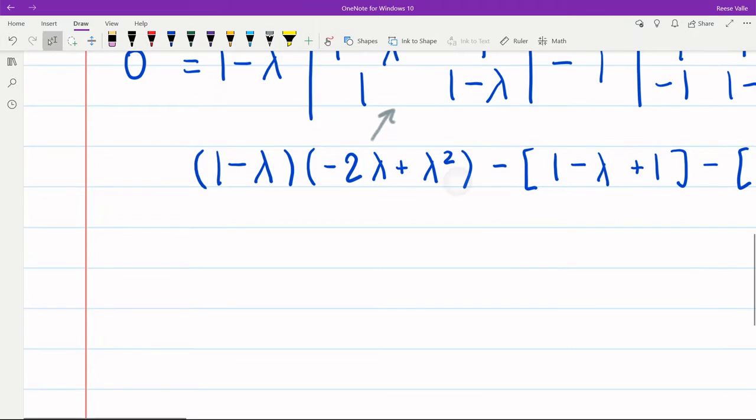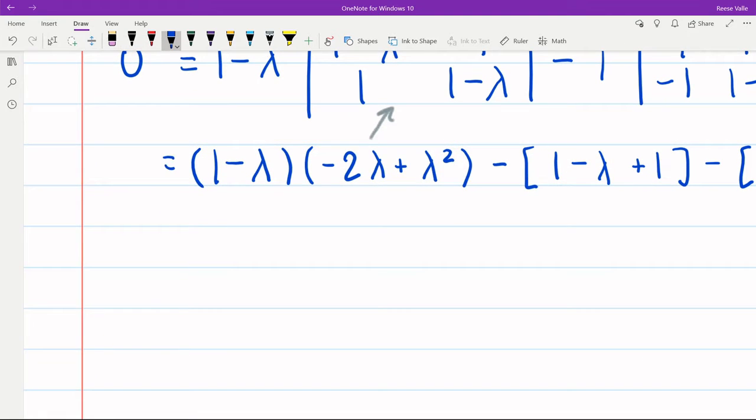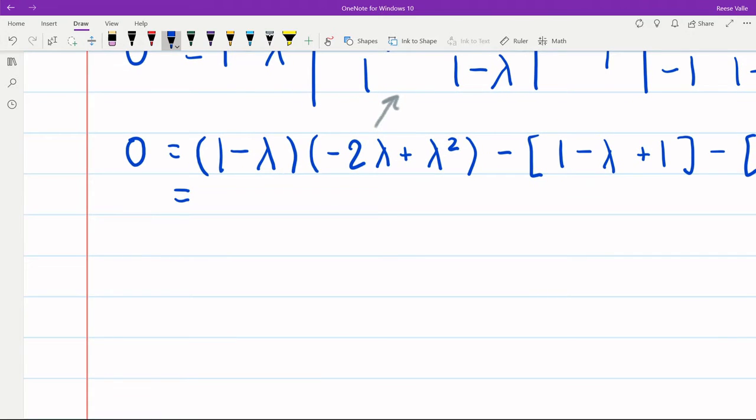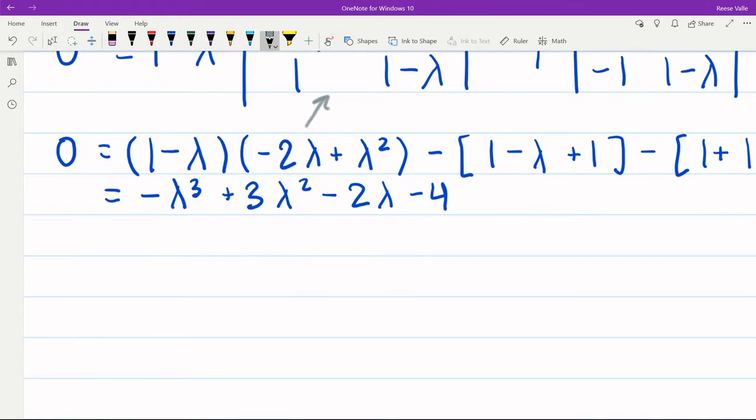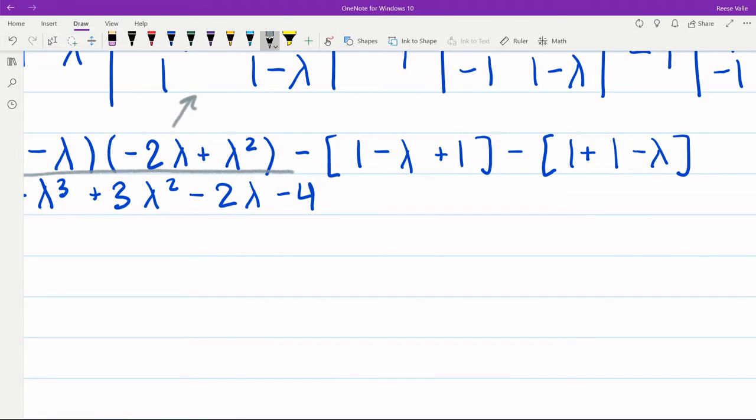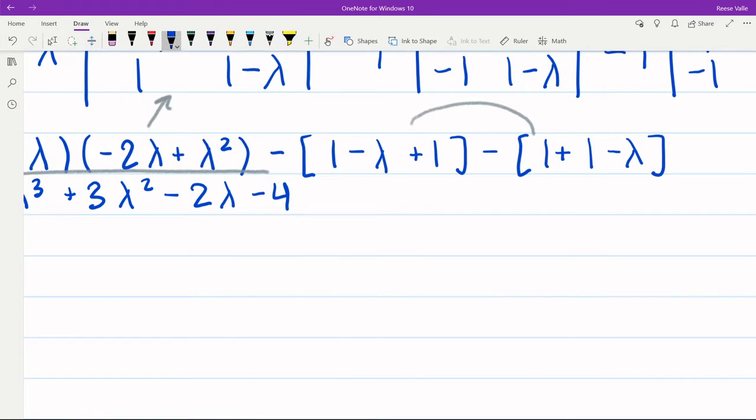And then this will turn into, I hate that term, sorry, this is going to turn into negative 3 lambda plus 3 lambda squared minus 2 lambda minus 4 for the first term. So right here, that turns into that. And then I'm going to combine these two right here.